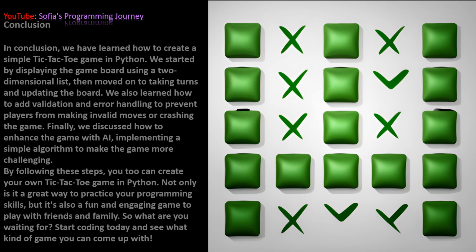In conclusion, we have learned how to create a simple tic-tac-toe game in Python. We started by displaying the game board using a two-dimensional list, then moved on to taking turns and updating the board. We also learned how to add validation and error handling to prevent players from making invalid moves or crashing the game. Finally, we discussed how to enhance the game with AI, implementing a simple algorithm to make the game more challenging. By following these steps, you too can create your own Tic Tac Toe game in Python.